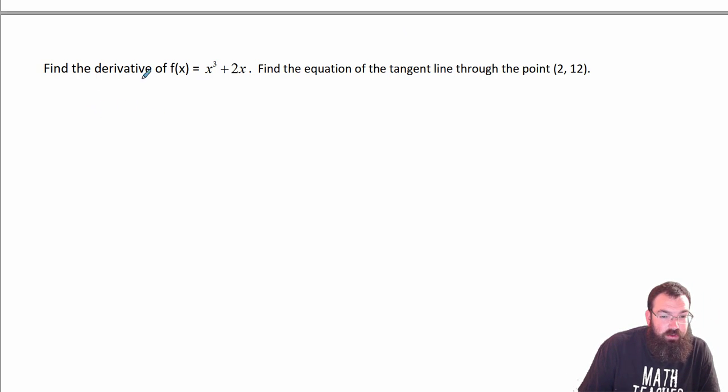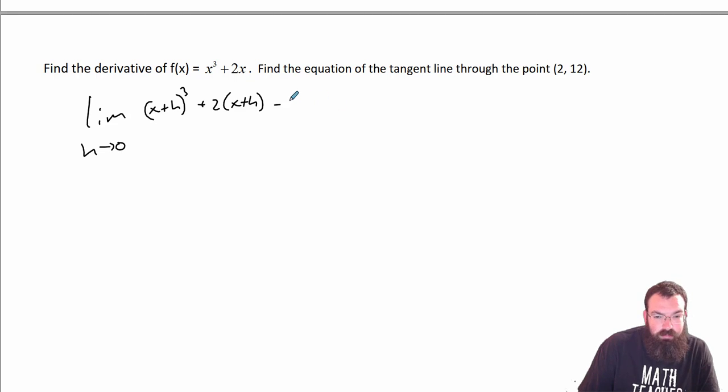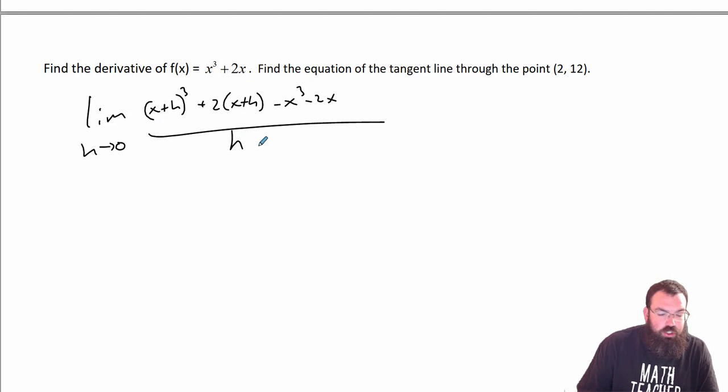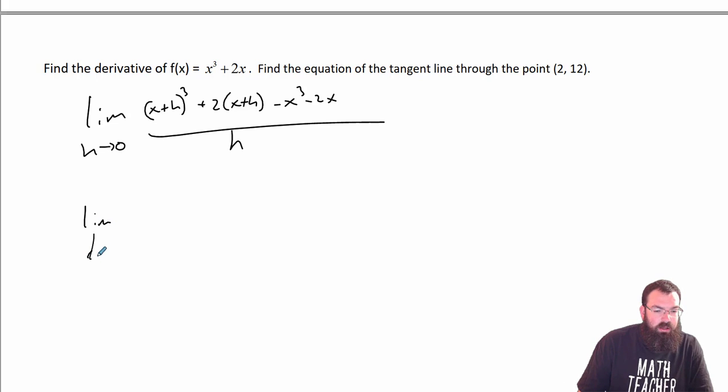So I want to find the derivative of this. Limit as h approaches 0 of (x plus h) to the third plus 2 times (x plus h) minus x to the 3 minus 2x. I just flipped the sign already because I subtracted them, over h. Then let's go from there.